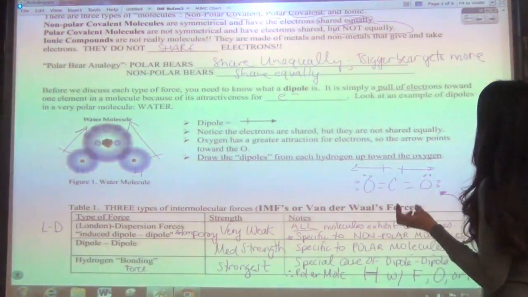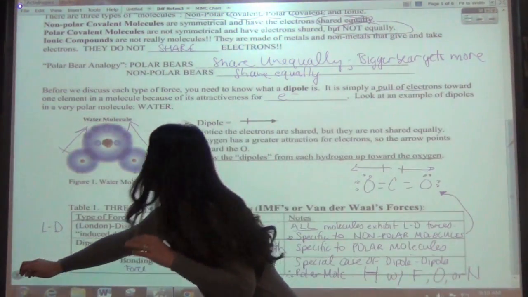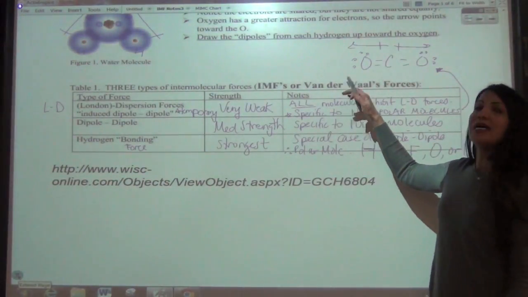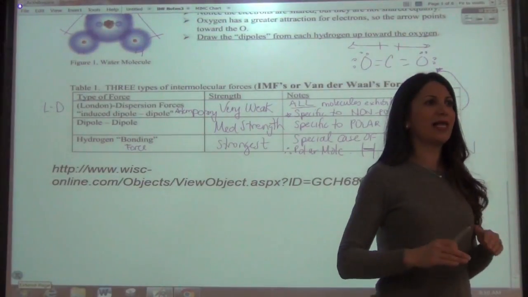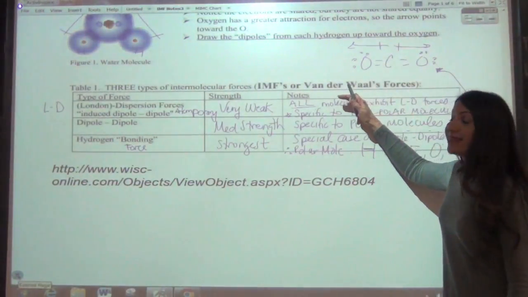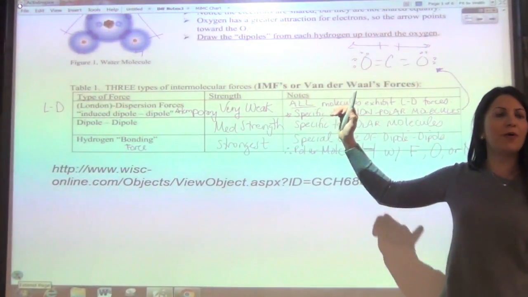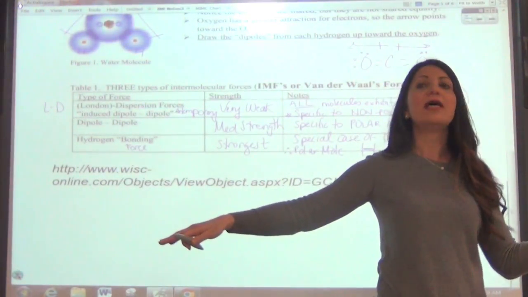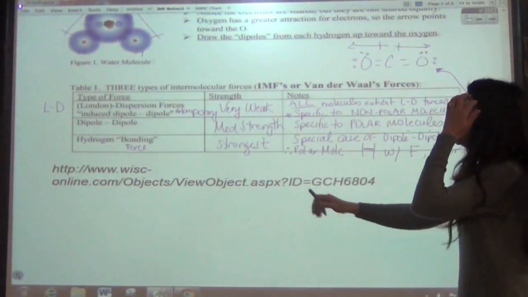Okay. So we have three different types of forces. We have LD, London forces, or dispersion forces. Those are the weakest of all of them. These are in every single type of molecule. But they are specific to nonpolar molecules. So if you have a nonpolar molecule, it only has London forces.